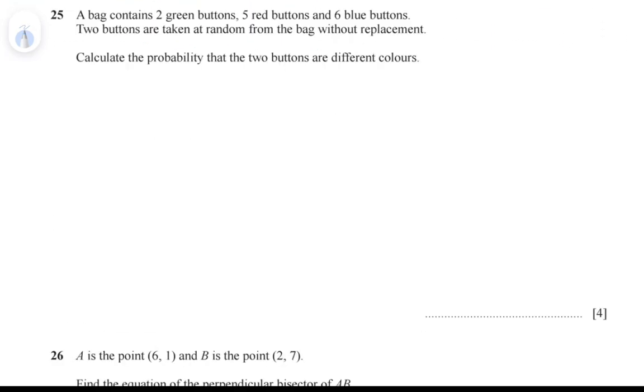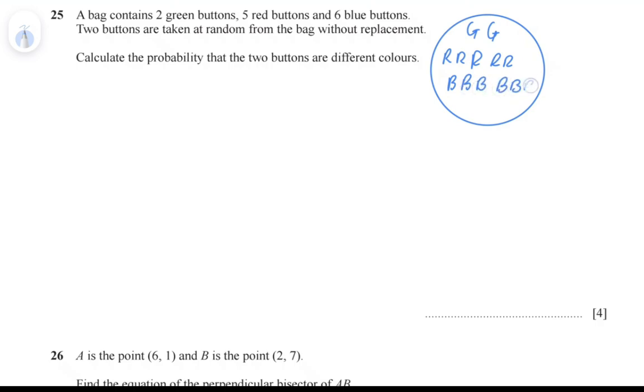Alright, so now looking on to question 25, we are told about a bag which has 2 green buttons, 5 red buttons, and 6 blue buttons, which I'll represent as this circle. So we're told that buttons will be taken without replacement. So that means if I take away a green button, there will only be one green button left, as we do not replace the buttons taken. So we want to find the probability that 2 buttons are different colors.